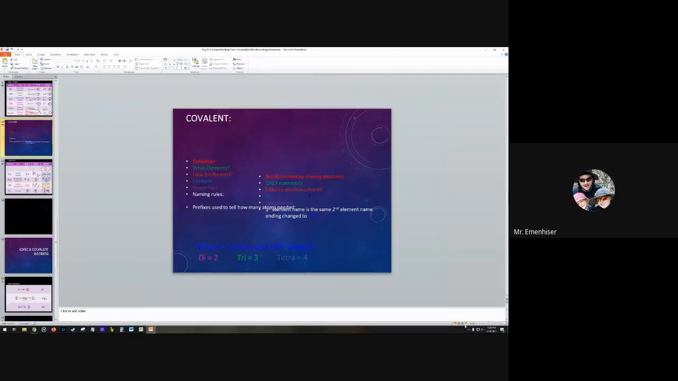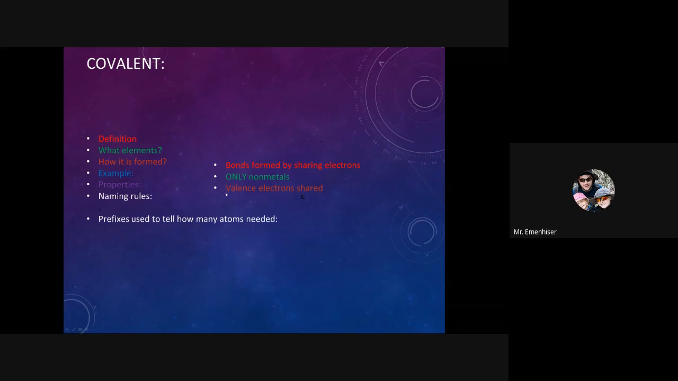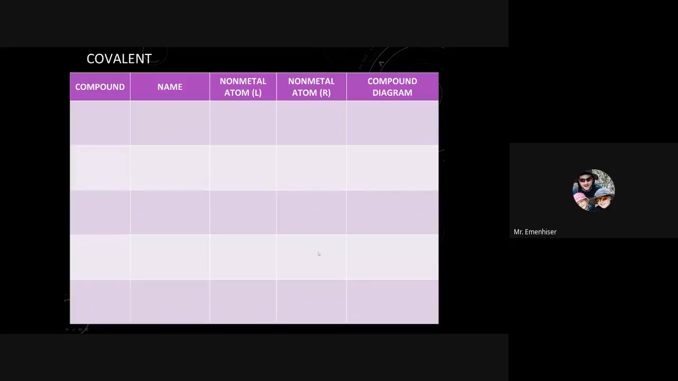Now let's go to covalent. For covalent compounds, these bonds are formed by sharing electrons. It's only nonmetals. Valence electrons are shared. An example is H2. Another example is O2 or N2 or water, H2O, or CO2. Those are all examples. These are strong bonds. And remember, we're going to use prefixes to do these. So mono, di, tri, tetra, and so on.